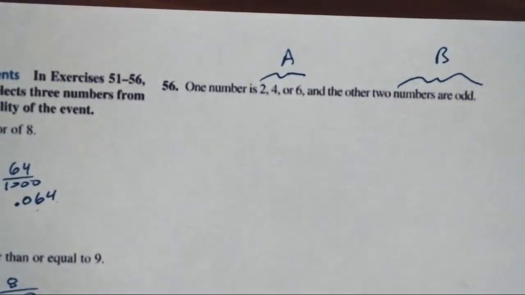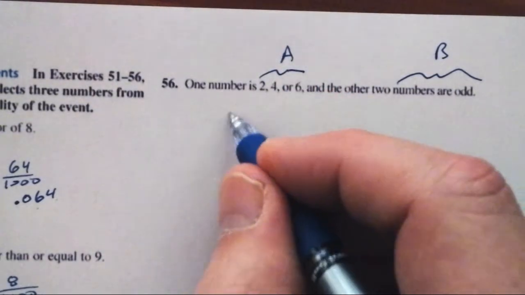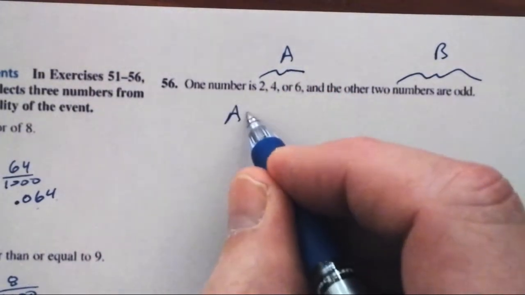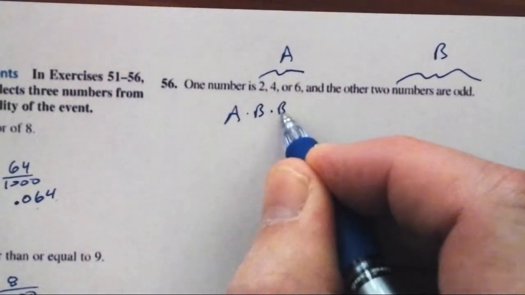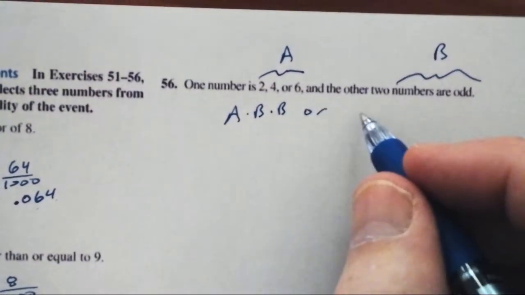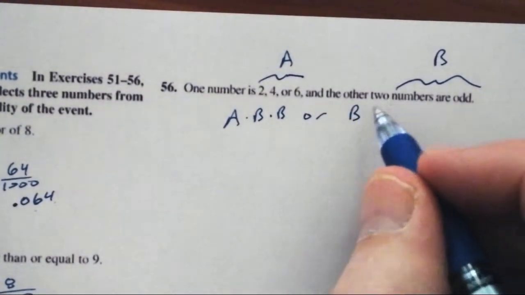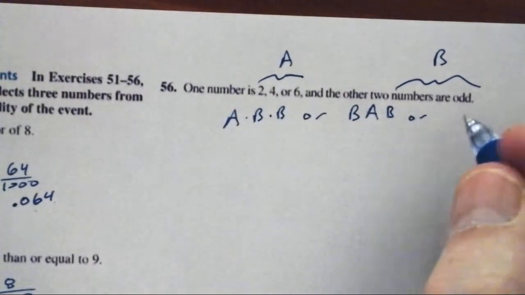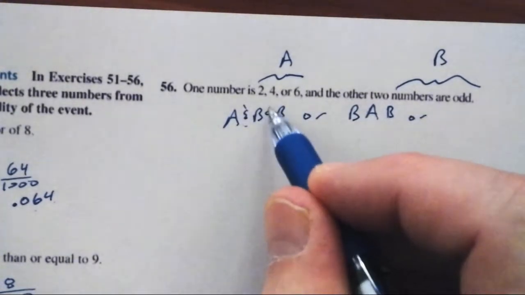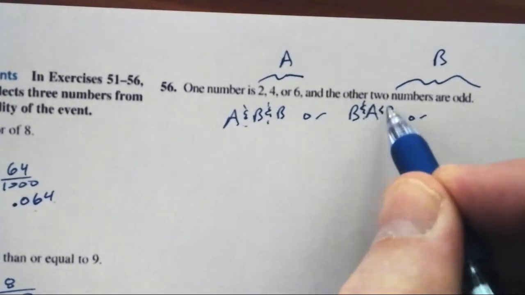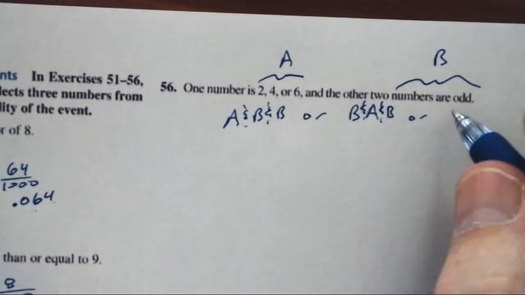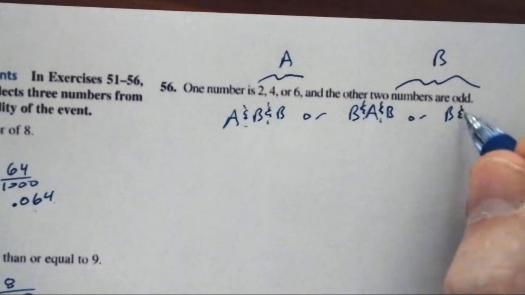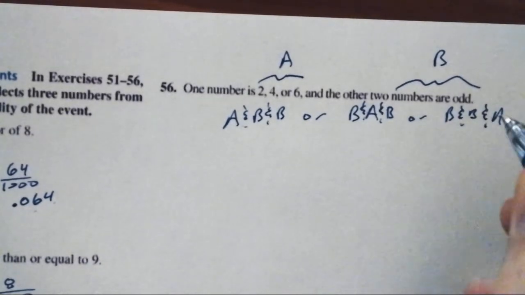Then my possible ways to win is the first number could be an event A, the second number could be an event B, and the third number a B. Or it could be a B event, then an A event, then a B event. Or it could be a B and B and A.